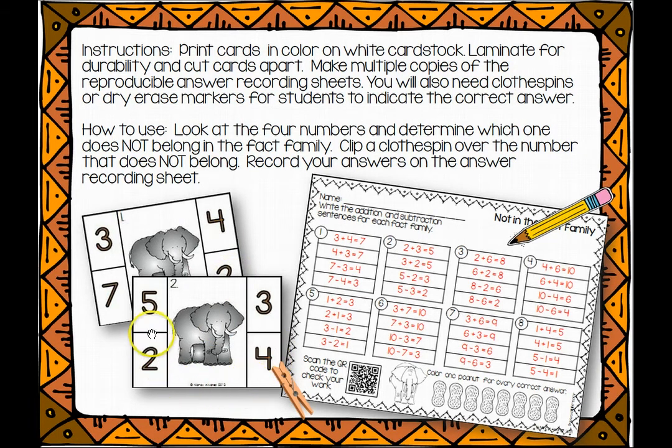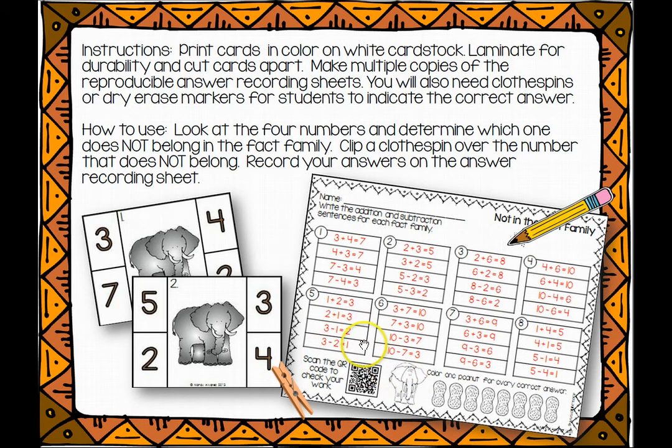And then students have to look at the 4 numbers and decide which one is not part of the fact family. And for example, here you have 5, 2, 3, and 4. So 2, 5, and 3 are all in the same fact family, but 4 is not. So that would be the one that's not in the fact family. And so, for example, here's the answer for that one for number 2. And then they'll write out the 2 addition and the 2 subtraction facts that are part of that family.